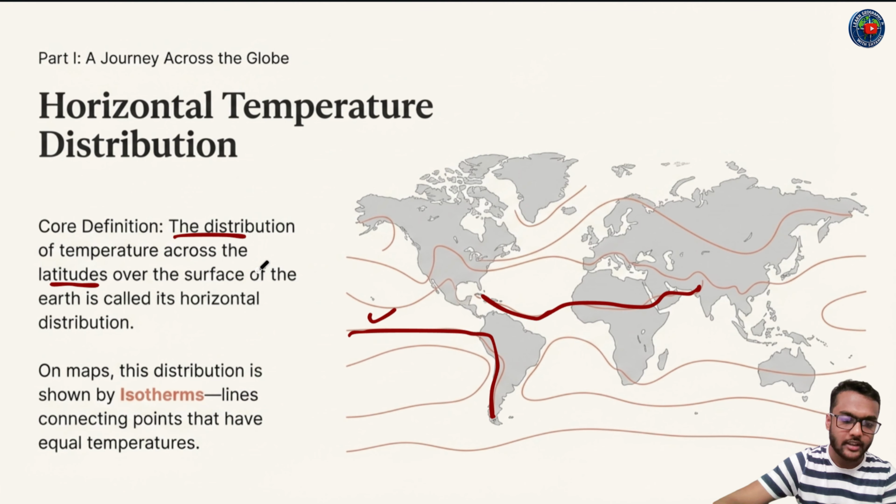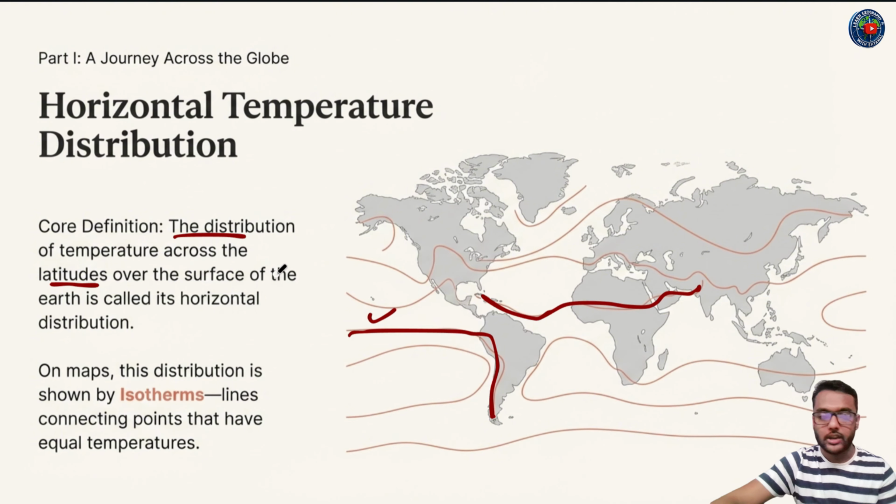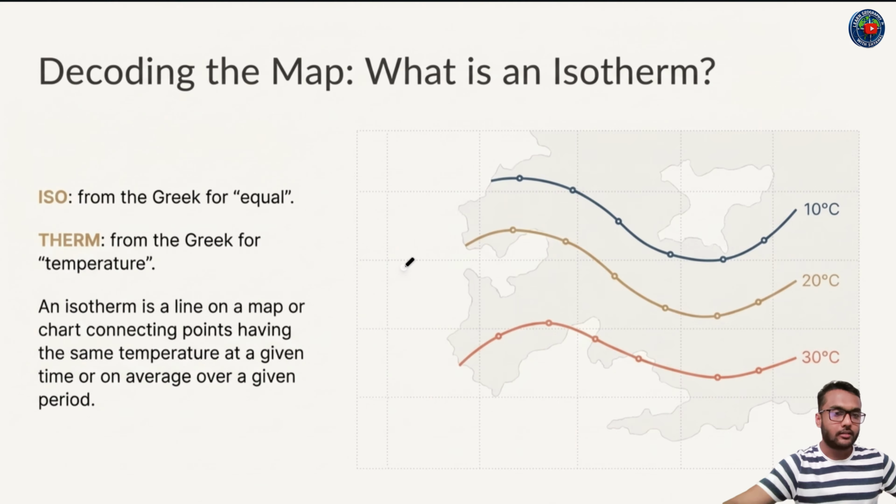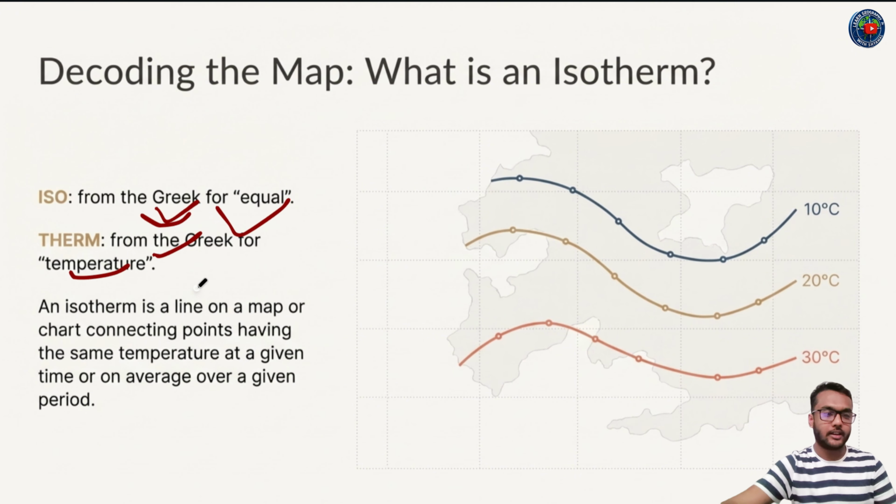Isotherms are lines connecting points that have equal temperature. Iso means equal, and therm means temperature. Iso comes from the Greek language and means equal, and therm also comes from a Greek word and means temperature. An isotherm is a line on a map or chart connecting points having the same temperature at a given time or an average over a given period.